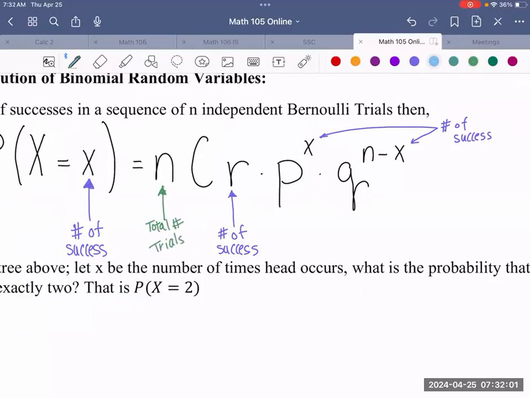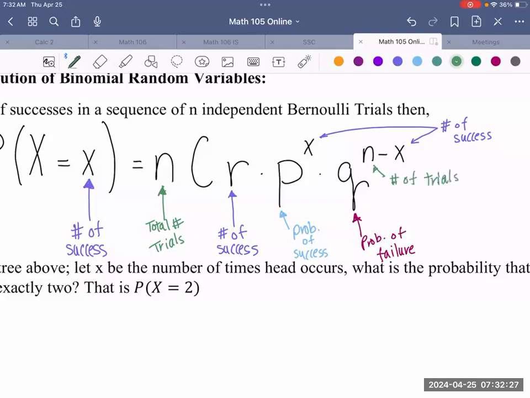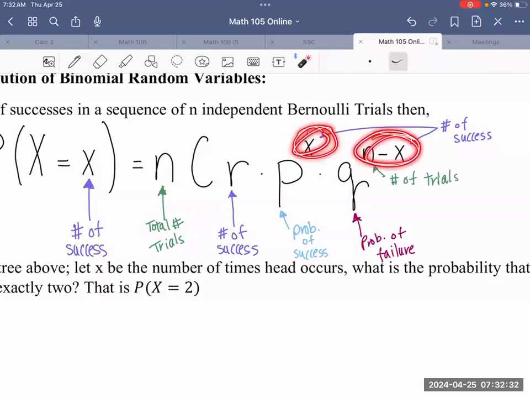P is the probability of success. Q is the probability of failure. And N, one more time, is the number of trials. So you can certainly be sure that when you add these two exponents together, they come back to make the number of trials.